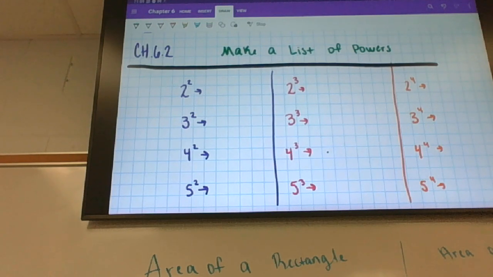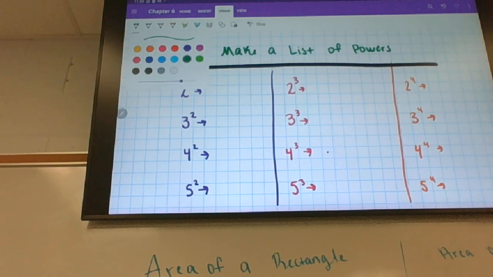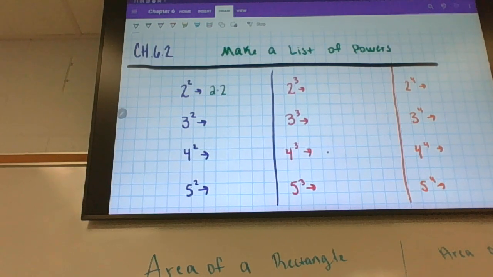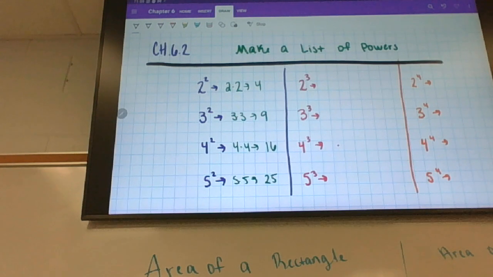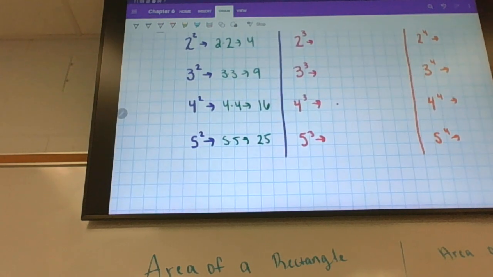Okay, here we go. Three times 3 is 9. If you didn't write it, it's okay. Just write 4, 9, 16. 5 times 5 is 25, right? Should I keep going? I'm just gonna put the other ones here. You don't have to.